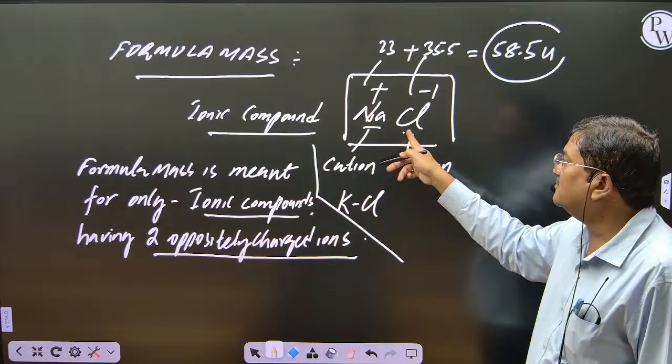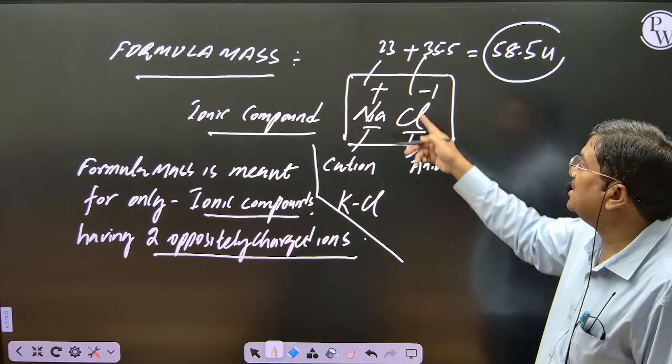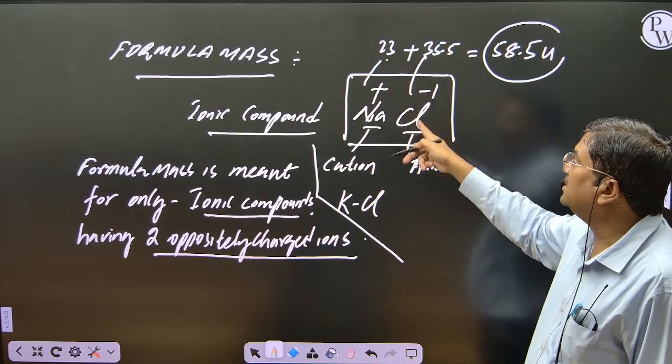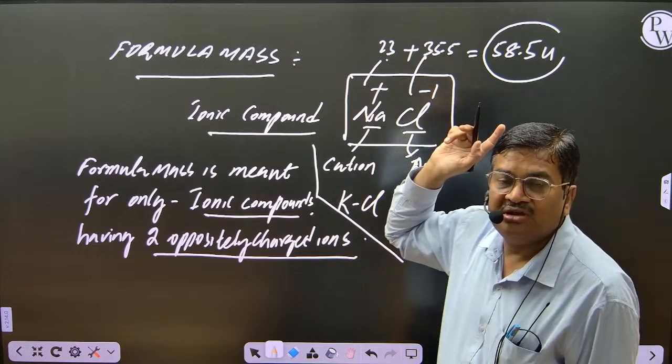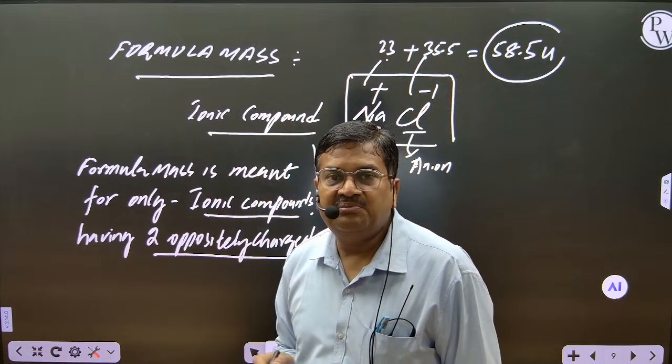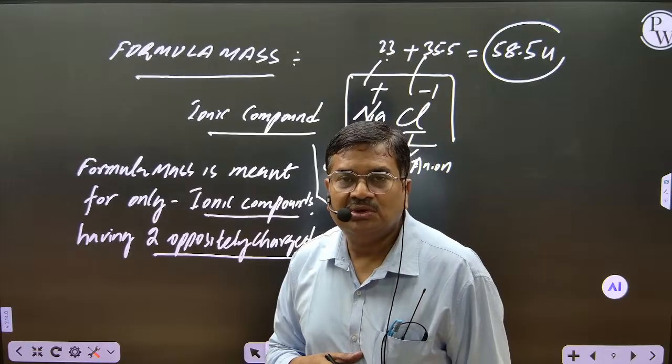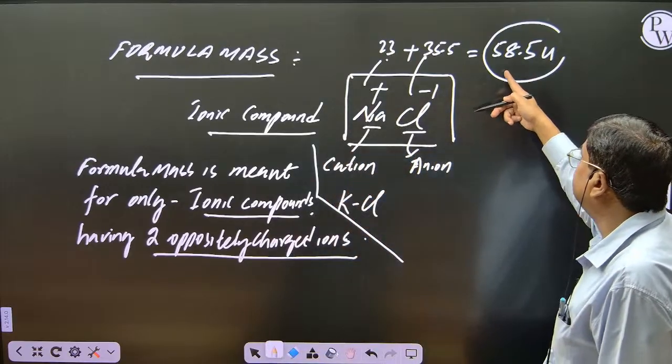So how do we get formula mass? We have to add the atomic mass of both the elements. So here sodium is 23, chlorine is 35.5. Adding both the atomic masses, it comes to 58.5. What will the unit be? u. What is u? Unified mass.